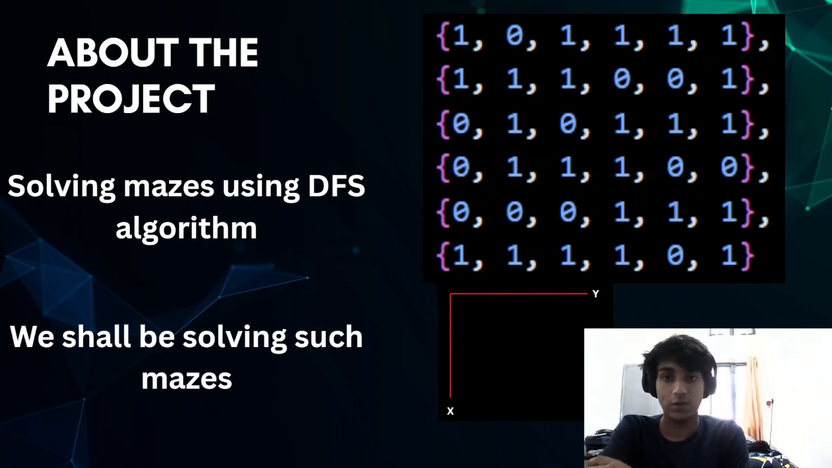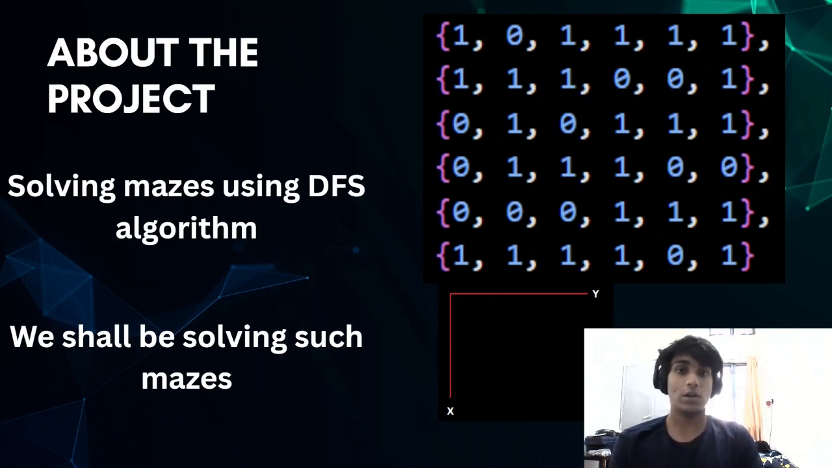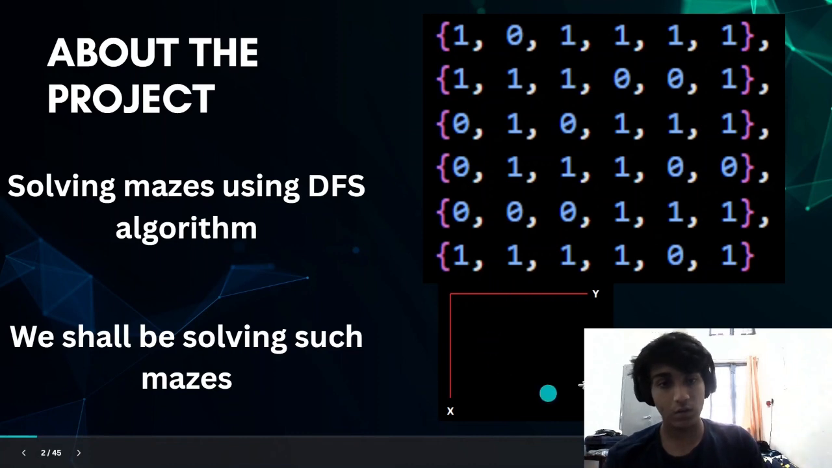DFS stands for depth first search algorithm, and this maze comprises of two integers, 1 and 0. 1 denotes cells on which you can move, 0 denotes cells on which you cannot move. And you start at this corner, and your job is to reach this corner. Diagonal moves are not allowed, only downwards, upwards, right, and left. And this is the kind of coordinate axis I'll be following for this.